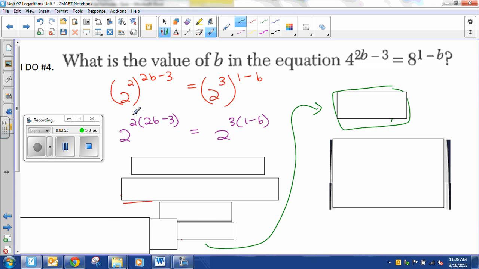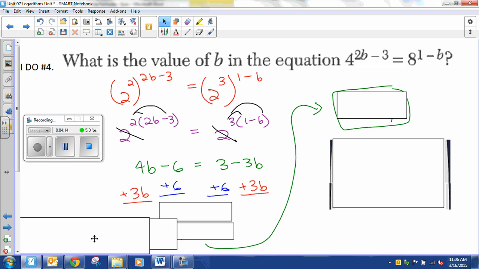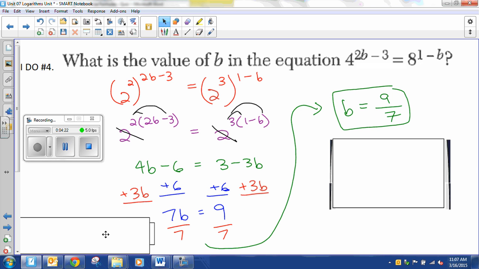Don't forget, you must distribute the power to the binomial power, right? Because a monomial times a binomial must be distributed. Base 2's cancel out, and we're left with 4b minus 6 equals 3 minus 3b. The rest is pretty simple. 7b equals 9. Divide both sides by 7. And we have an improper fraction as our solution, which is no problem, 9/7.